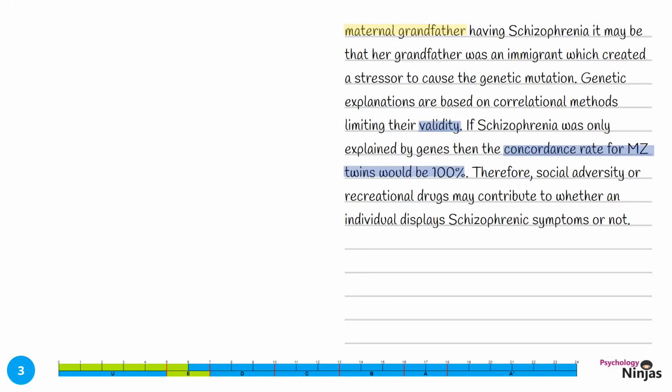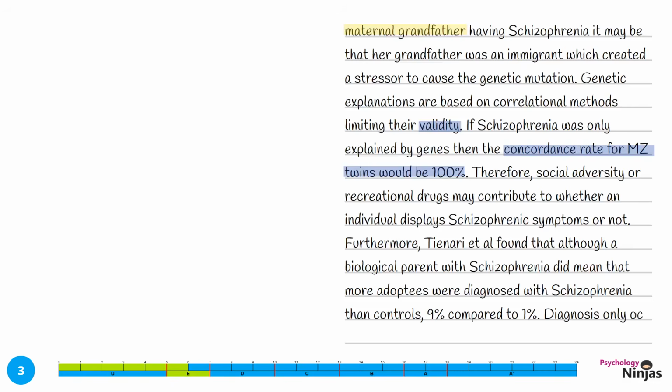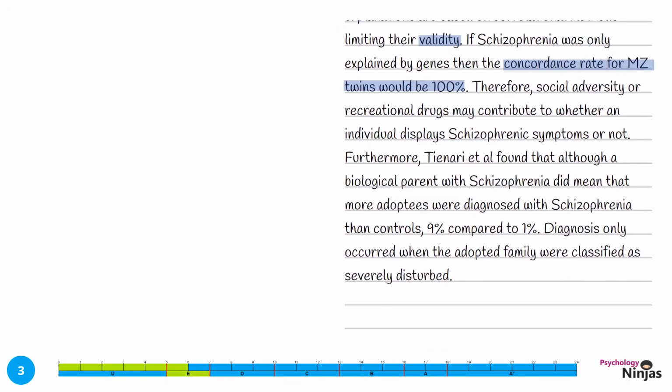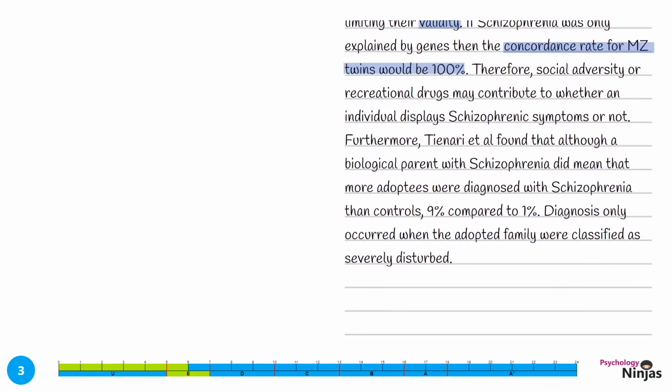We're going to explore this in more detail. Furthermore, Tienari et al. found that although a biological parent with schizophrenia did mean that more adoptees were diagnosed with schizophrenia than controls, 9% compared to 1%, diagnosis only occurred when the adopted family were classified as severely disturbed. We've identified research here and explained why these might be problematic in terms of findings for schizophrenia.